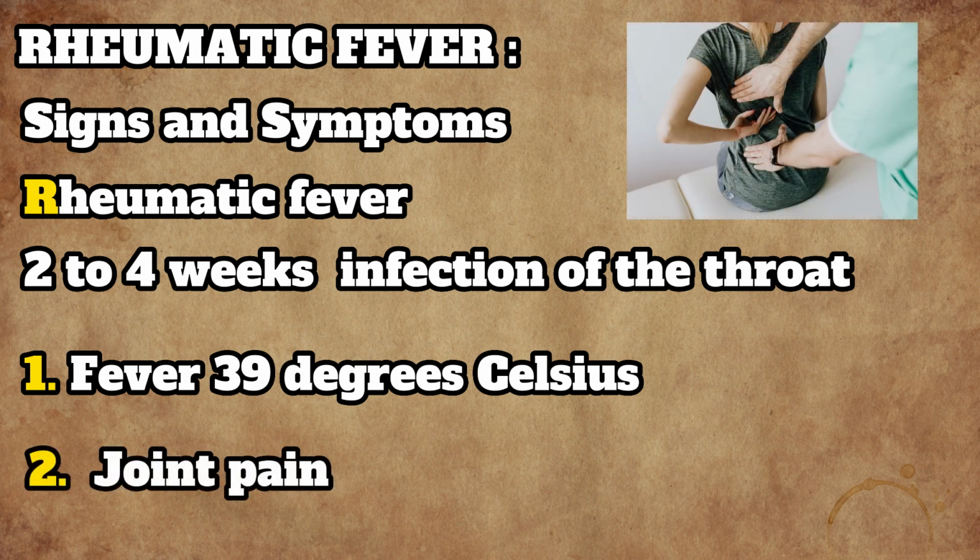Number 2, joint pain. Joint pain is a very common complaint, with the most common type of joint pain being migrating polyarthritis. This typically affects the large joints, initially asymmetrically in the lower limbs and then migrating upward.